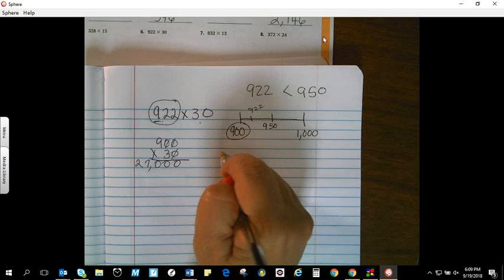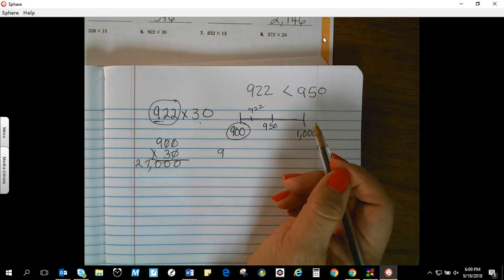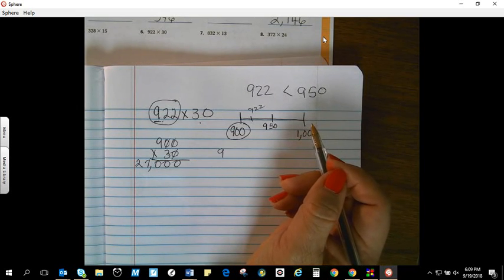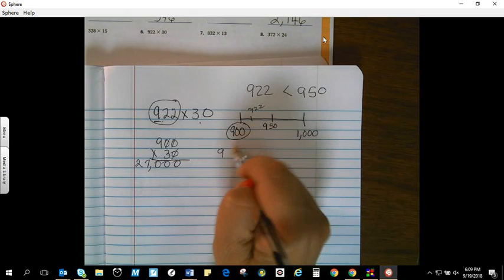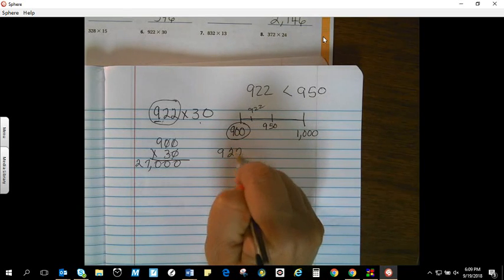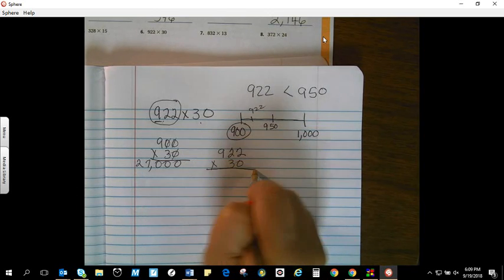Because this is that mental math. I've got to think about how many zeros I have total in both of my factors, and then I put those into my product, and then I take my whole number. 3 times 9 is 27, and I know that that's 27,000. So now I'm going to take 922 times 30.